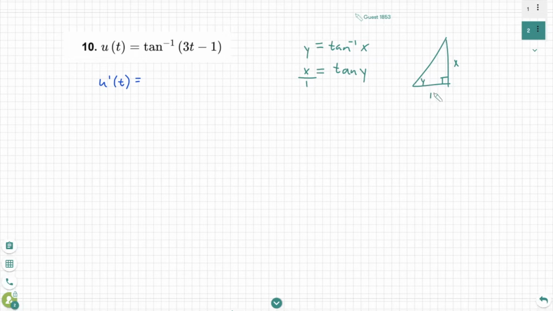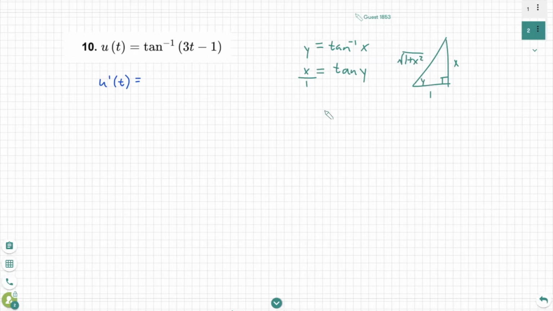Once we know these two, what can we figure out? The hypotenuse. What's that going to be? It's 1 squared plus x squared, so the square root of 1 plus x squared. Okay. So now let's take the derivative of this equation.